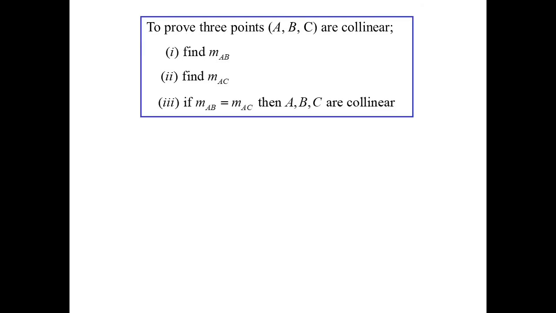If you want to prove 3 points are collinear, so they lie on the same line, how would I do it? Well, pick any two. I've just chosen A and B. It doesn't have to be A and B. It could be A and C, B and C. Doesn't matter. Just pick two and find the slope. Then pick another pair. So I've said, okay, let's do AC. Now, if those slopes are equal, then the 3 points must be collinear.